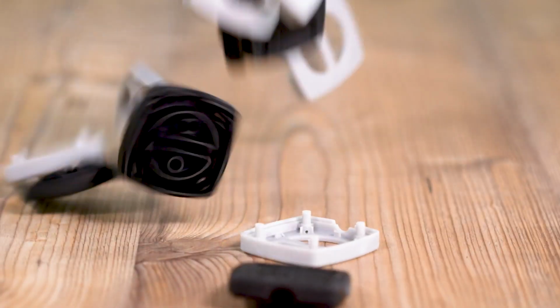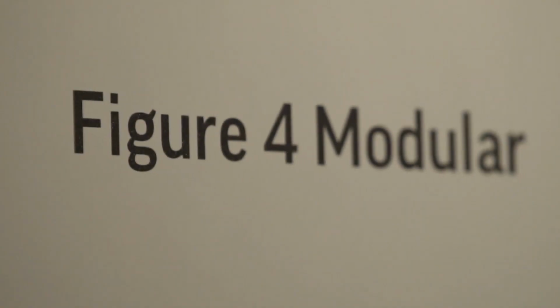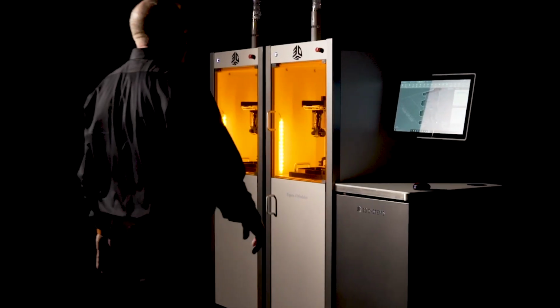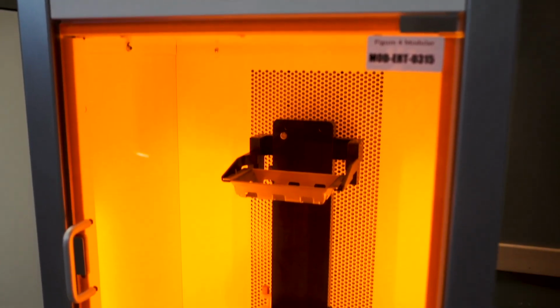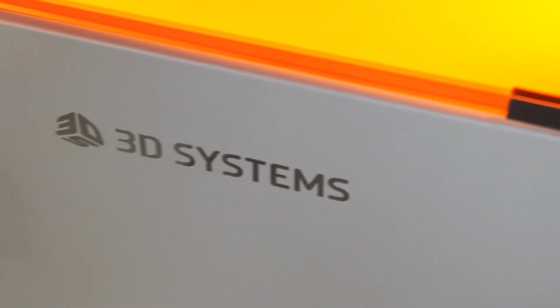Manufacturers today want more from additive manufacturing. The right 3D printing solution needs to be able to scale and grow with your business, taking you from prototyping to production with minimal effort. That's why 3D Systems has developed the Figure 4 Modular 3D printing system. It's a modular system, which means it allows you to add printing capacity as and when you need it.